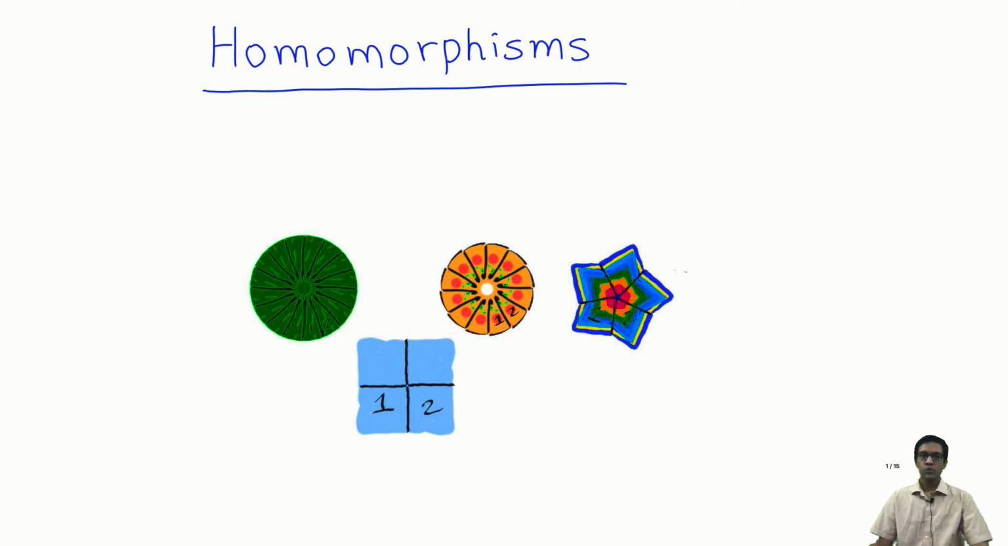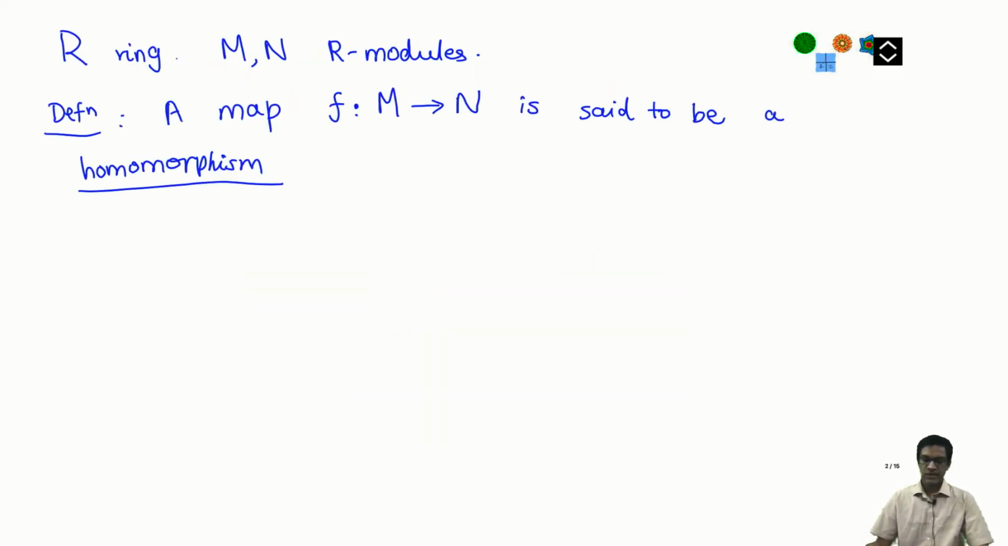Let's talk about homomorphisms of modules. So suppose R is a ring and M and N are two R modules, so they need to be modules over the same ring R. Then a map, a function from M to N is said to be a homomorphism, and sometimes we call it by other names. We sometimes say it's an R linear map.